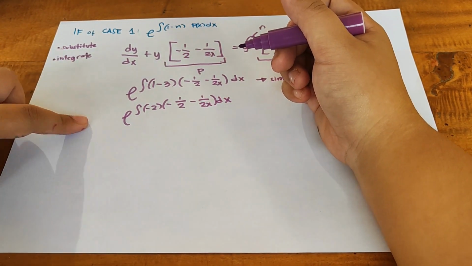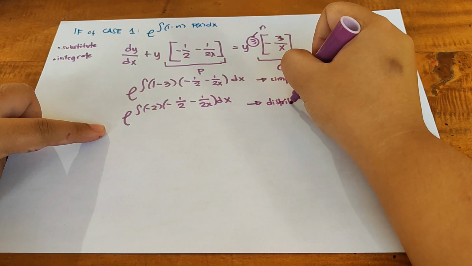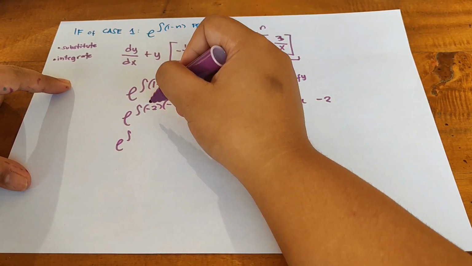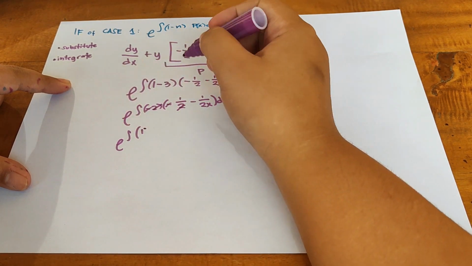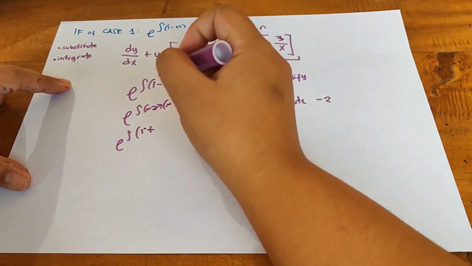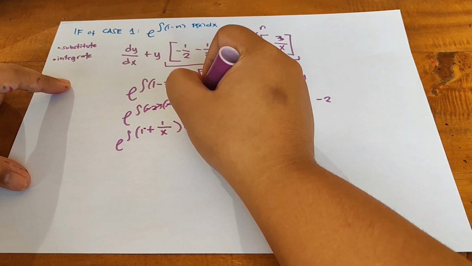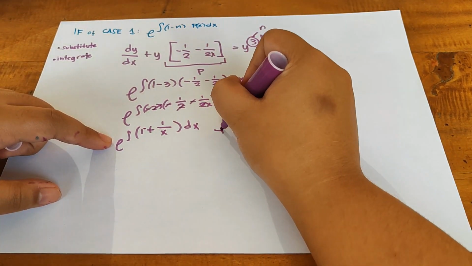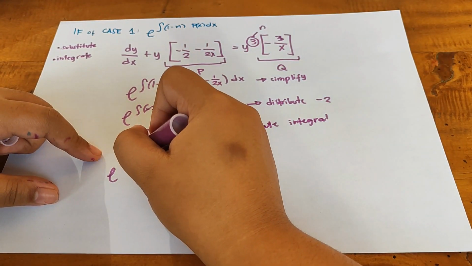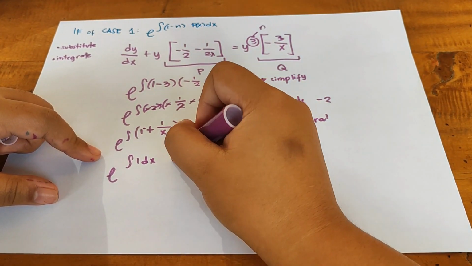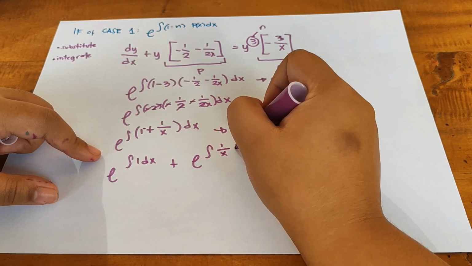As you can see in this equation, we can distribute the negative 2. So we copy the e and then the integral. We can cancel the 2 and the negative, so we will be left with 1. Cancel the 2 and the negative again, so we will be left with plus y over x dx. Now we can separate the equation. We will rewrite the equation as e to the power of integral 1 dx plus e to the power of integral 1 over x dx.